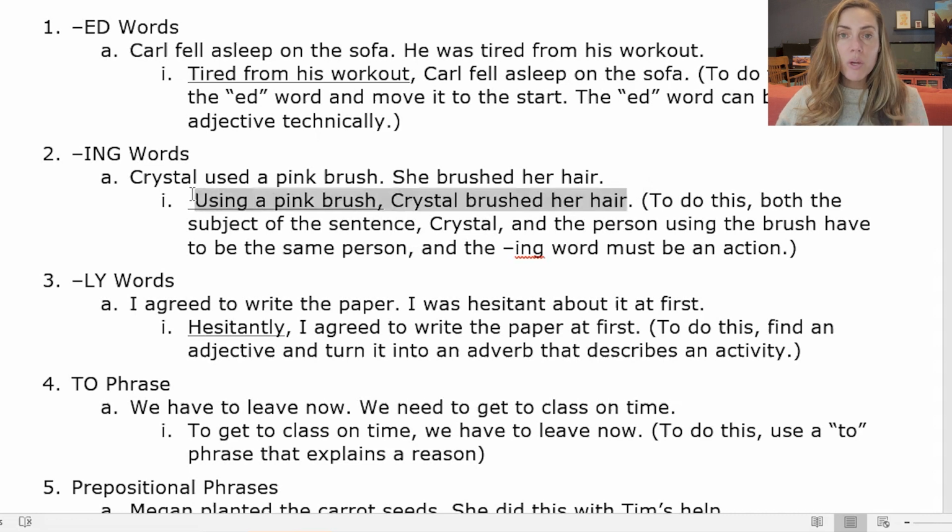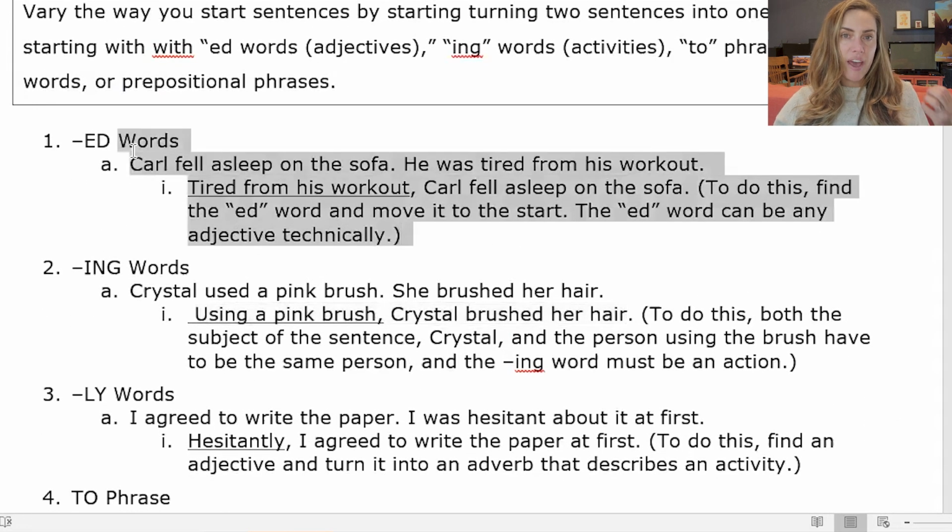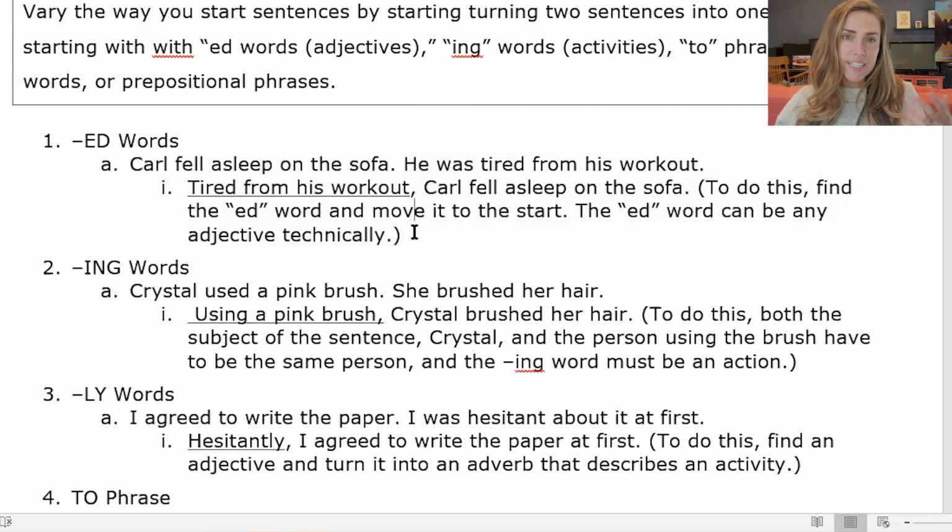Now this only works if the person using the brush and Crystal are the same person, okay? This is a great way to do this as well. You need to make sure you have a verb where you can add an ING. Whereas in the first one, you want to make sure you have an adjective, okay? Or a word that ends with ED, adjective-wise, usually.